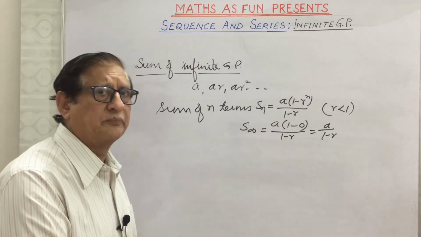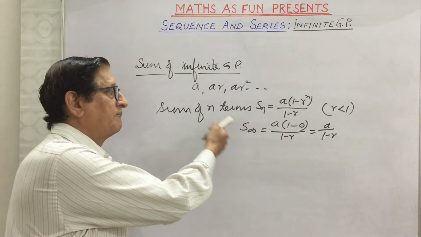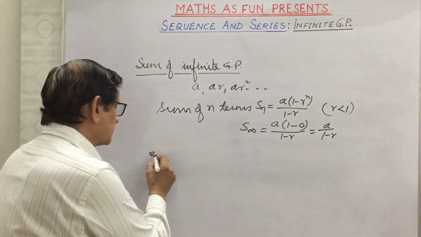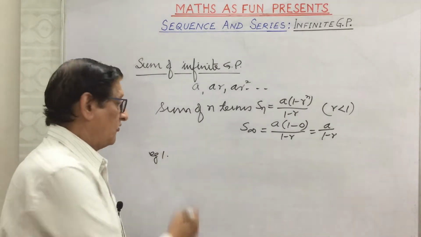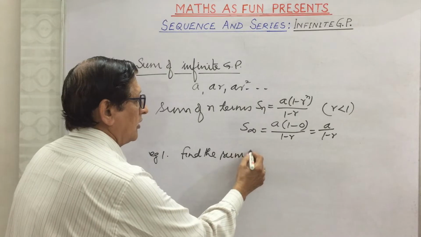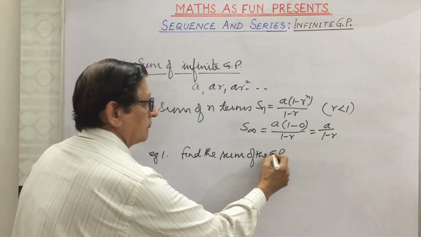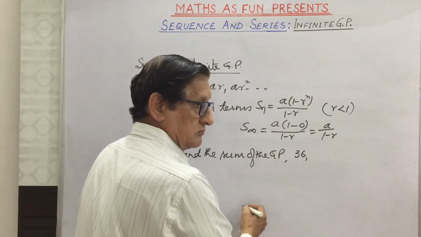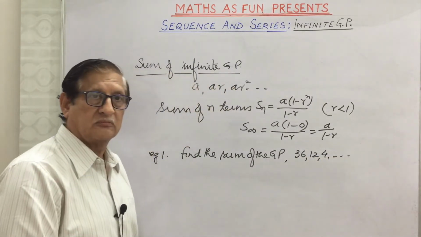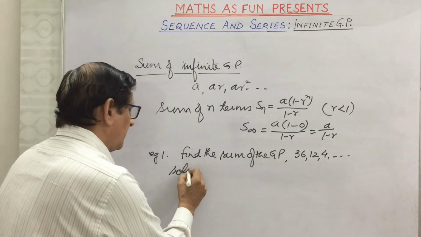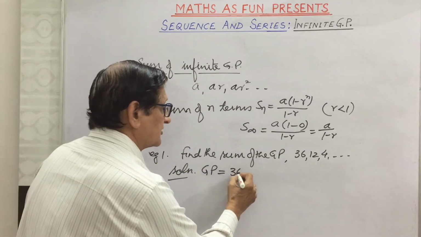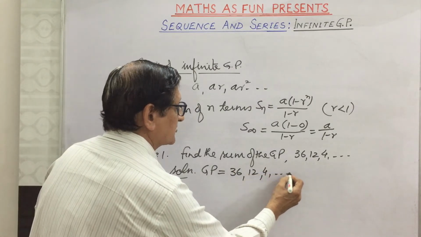Let's take some examples to understand how to apply the formula for sum of infinite terms. The first example we have here is: find the sum of the GP 36, 12, 4 and so on. To find the solution, first of all we write the GP which is given to us: 36, 12, 4 and so on.